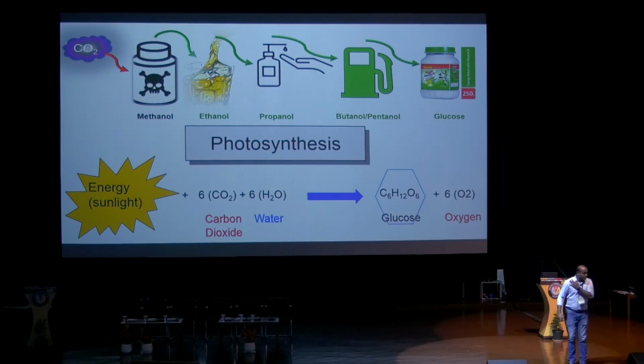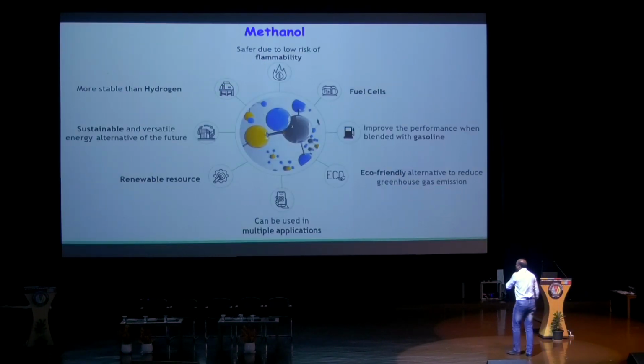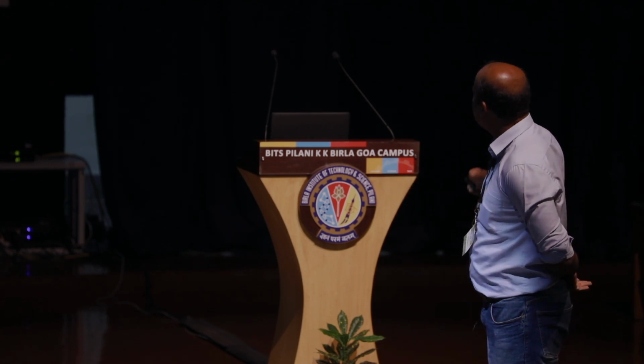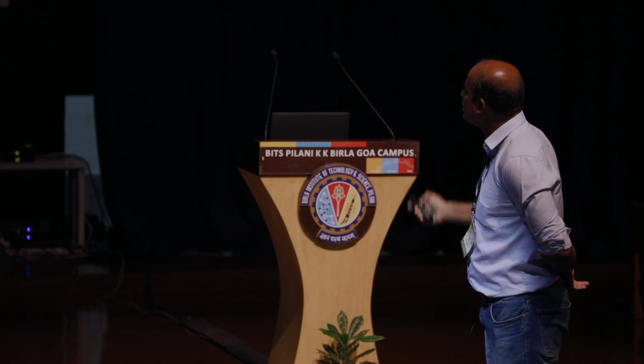The dream project, probably photosynthesis, you never know: how you can mimic photosynthesis in the laboratory and get as good as, or better than, CO2 to glucose. Anyway, I will take one product out of all these, methanol. I already mentioned the methanol economy. You can see a lot of advantages: it can be used in fuel cells, more stable than hydrogen, sustainable, renewable, multiple applications, eco-friendly, and so on.